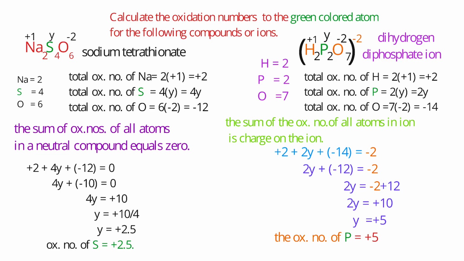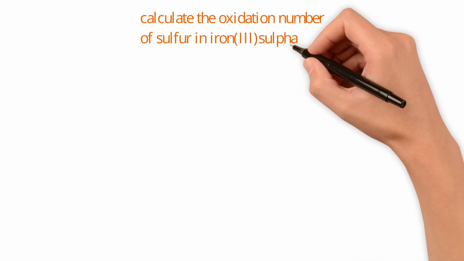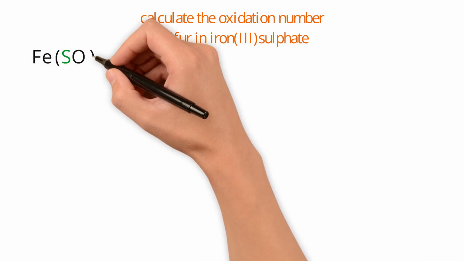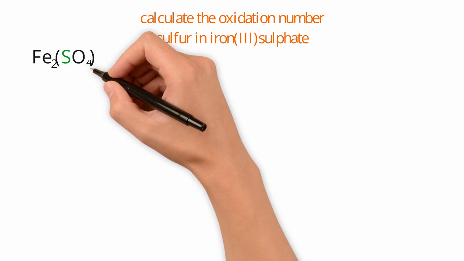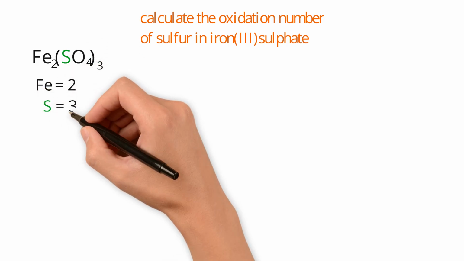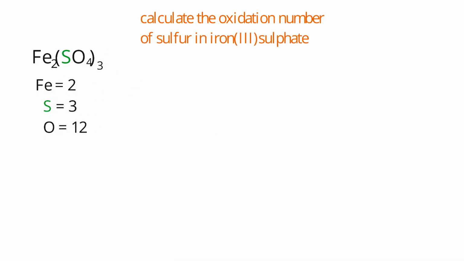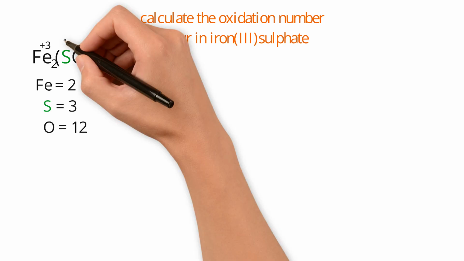Calculate the oxidation number of sulfur in iron 3 sulfate. The formula is simple like this one. So, the number of atoms in iron 3 sulfate, iron is 2, sulfur is 3, oxygen is 12. Now let us assign oxidation number of each atom. Iron has +3 oxidation number. Sulfur is the required one. Let us assign Y. Oxygen is -2.